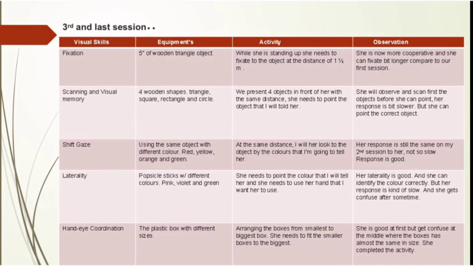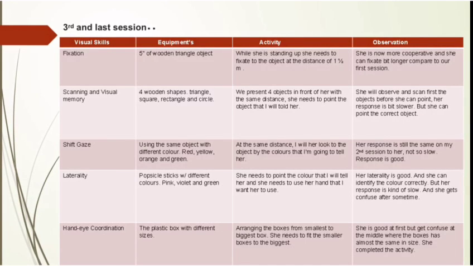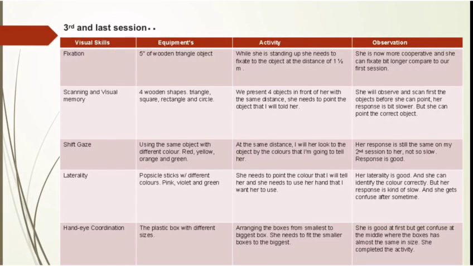Next is the shift gaze. Using the same objects with different colors at the same distance again, I let her look at the object by the colors that I tell her. Her response is still the same as in my second session, not so slow, but it is good.